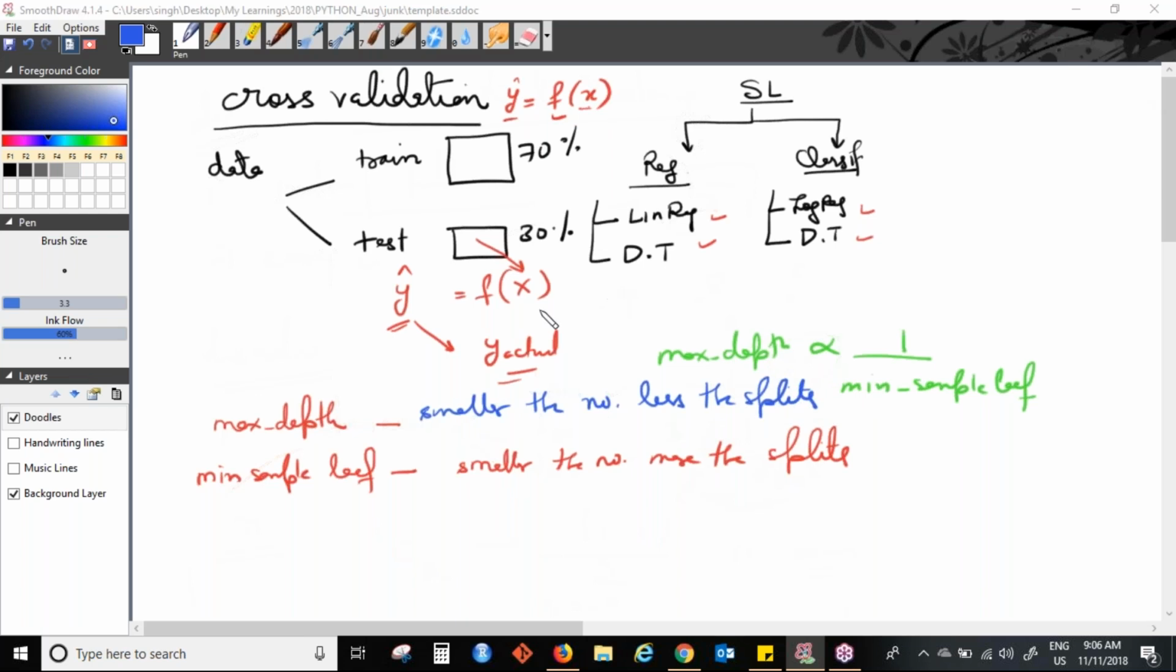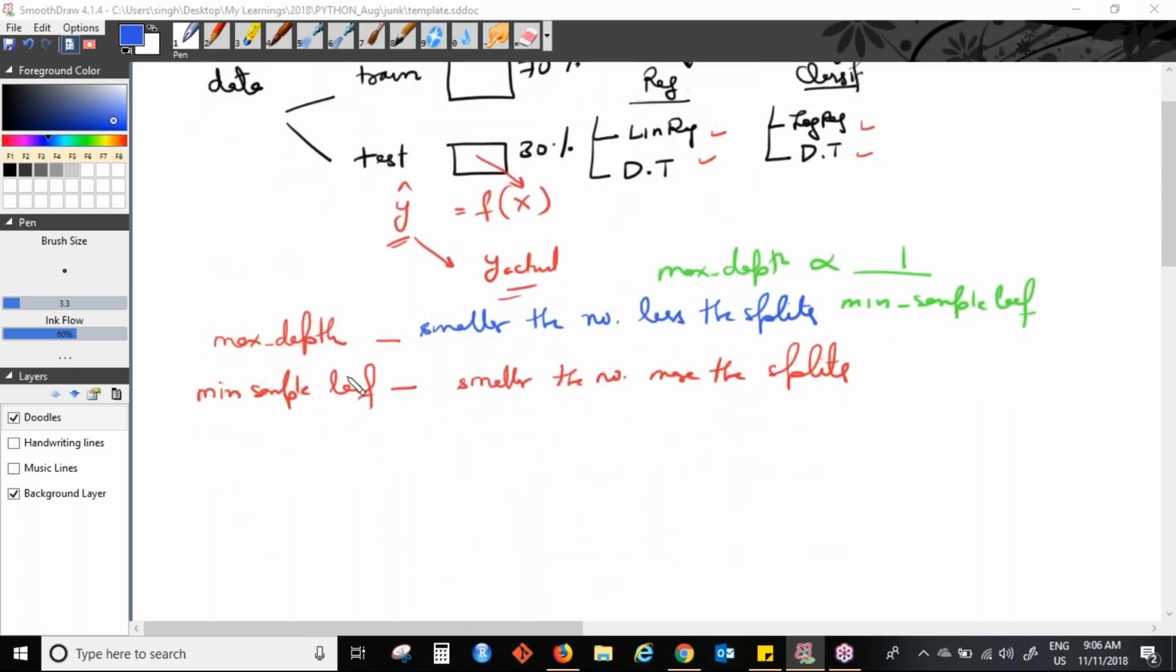So what is the process we have followed so far to run a decision tree? Now we don't know the correct values of these. Max depth or min sample leaf is not known to us. So what did I tell you in the last class? I told you that we start with some values. Let's say we take max depth. We will start from 2 and go all the way till, let's say, 20. We will try all the numbers, 2, 3, 4.